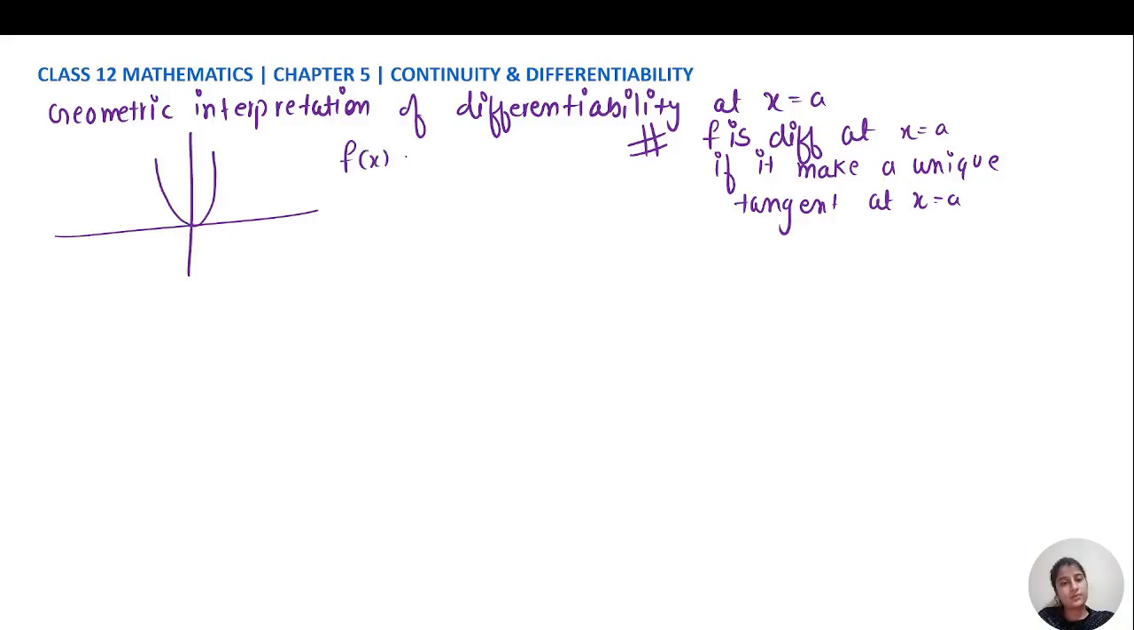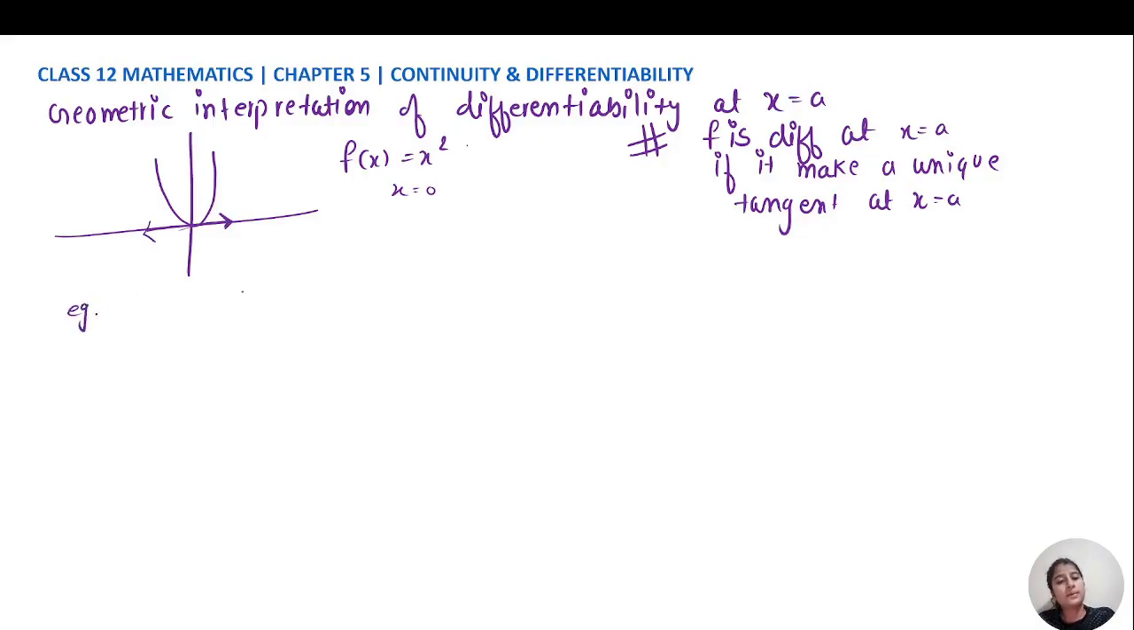This is f of x equals x squared. Let's check the differentiability at x equals 0. At x equals 0, there is only one unique tangent. That is the y equals 0 line, which is nothing but our x-axis. This is the only unique tangent.